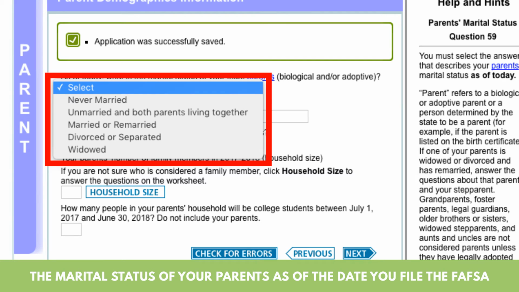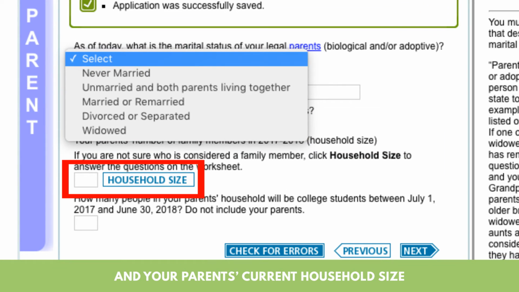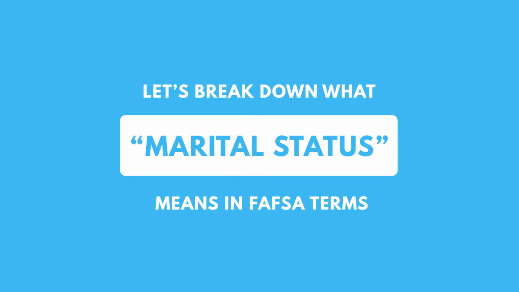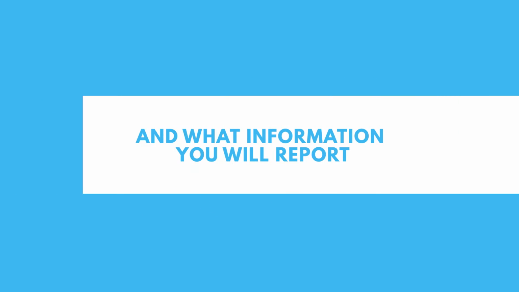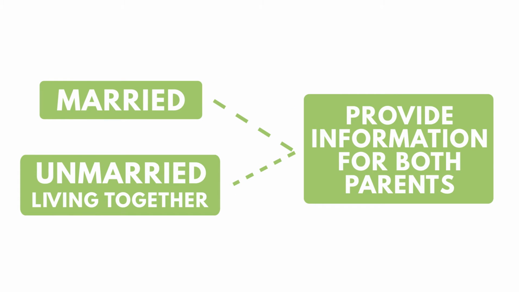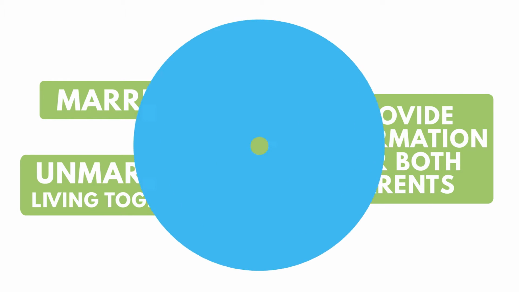The marital status of your parents as of the date you filed the FAFSA, and your parents' current household size. Let's break down what marital status means in FAFSA terms and what information you will report. If your parents are married or unmarried, but living together, you will be required to provide information for both parents.